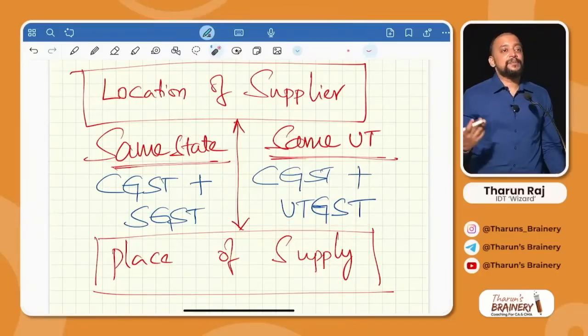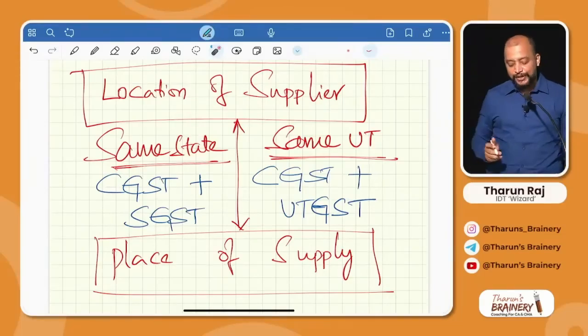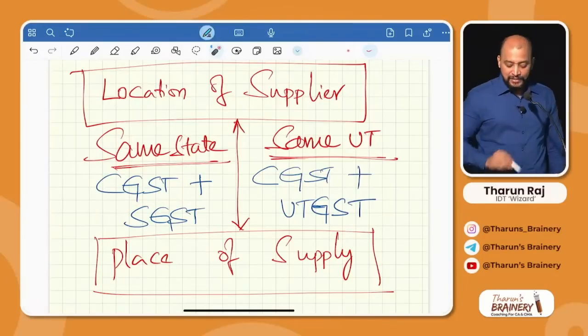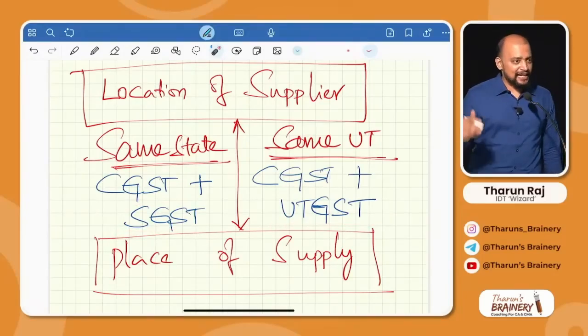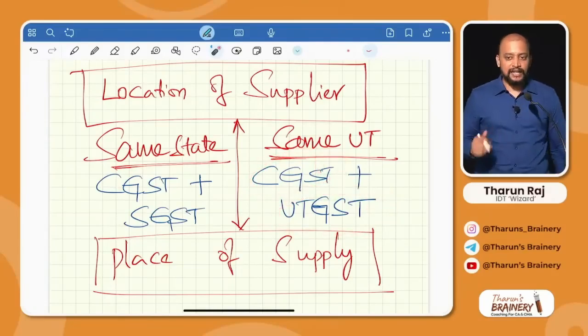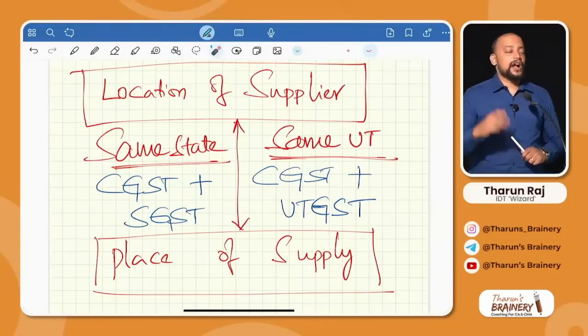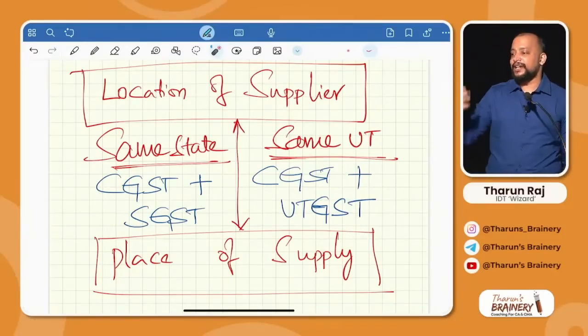Union territory will not have a separate government because all union territories are under whose control? Central government control. So, CGST is levied by the central government, SGST by the state government, and UTGST is in turn levied by the central government. So both CGST and UTGST are levied by the same government, sir. Then why is there a need for two separate GSTs? Just for accounting purposes, they need to know how much is the contribution made by the union territories.